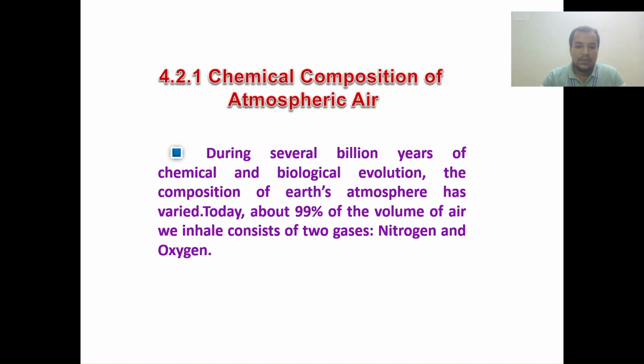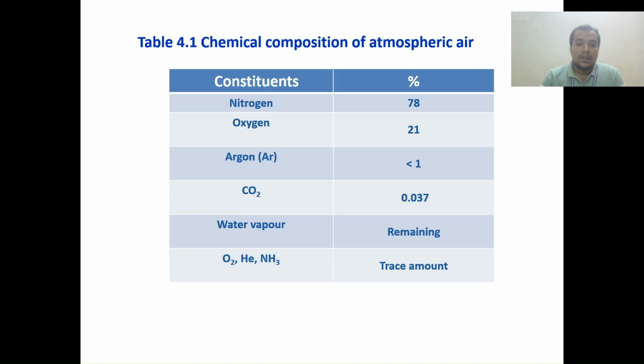And the chemical composition of atmospheric air. During several billion years of chemical and biological evolution, the composition of Earth's atmosphere has varied. Today, about 99% of the volume of air we inhale consists of two gases: nitrogen and oxygen. The composition of atmospheric air is nitrogen 78% and oxygen 21%, argon less than 1%, carbon dioxide 0.03%, and the remainder is water vapor. Helium and ammonia are present in trace amounts in atmospheric air.